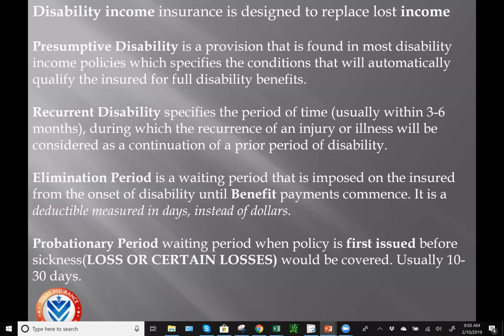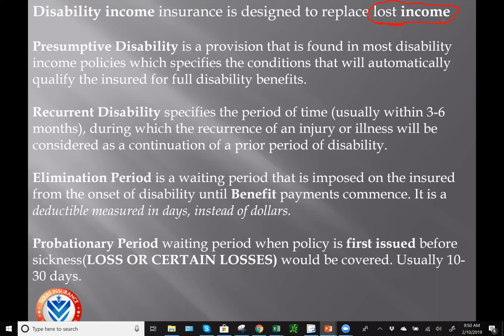All right, moving on to disability income insurance. This is a very important concept. A disability income policy is only designed to replace lost income. And the reason that's important is that if you have a disability income policy and then you get in a car wreck and you're hospitalized and have to have a bunch of surgery, it will not pay your medical expenses. It is only designed to replace lost income.